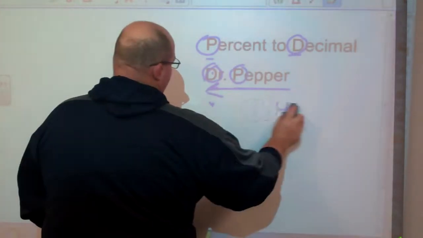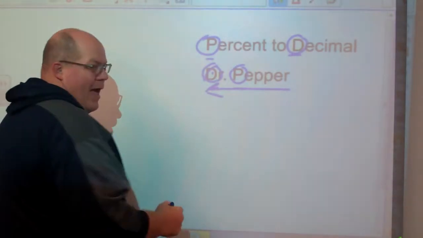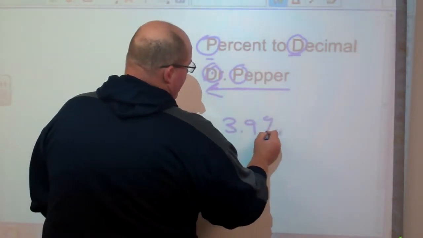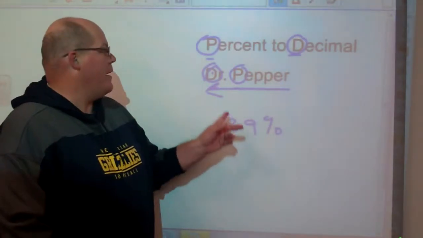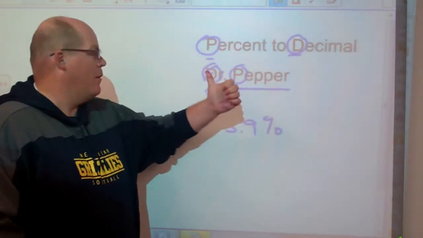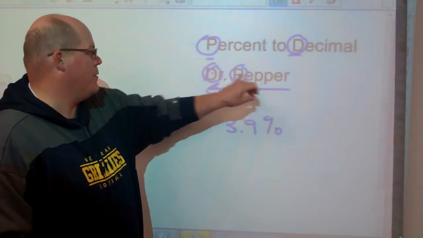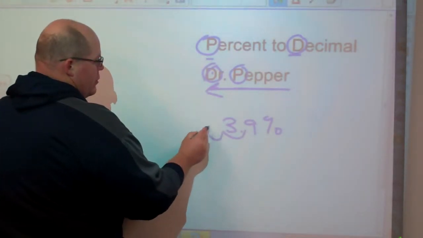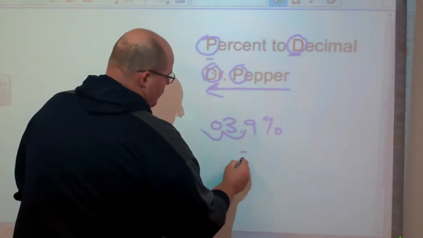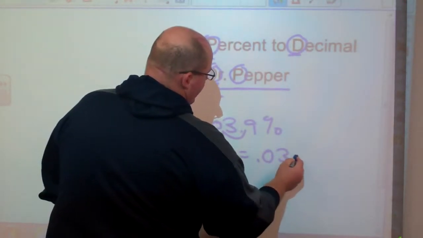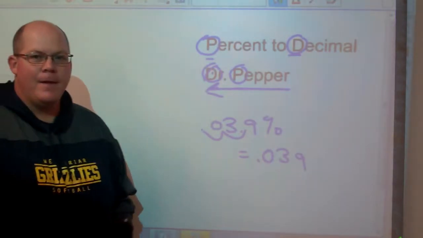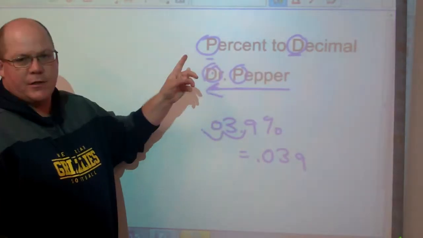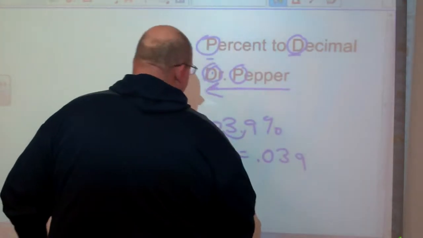Give me another one. Let's say we had 3.9%. Again, I'm going from percent to decimal, so I'm moving from the right to the left. Pepper to doctor, percent to decimal. 1, 2 equals 0.039. And that's how you would solve a problem if we wanted to go from percent to decimal using the Dr. Pepper method.